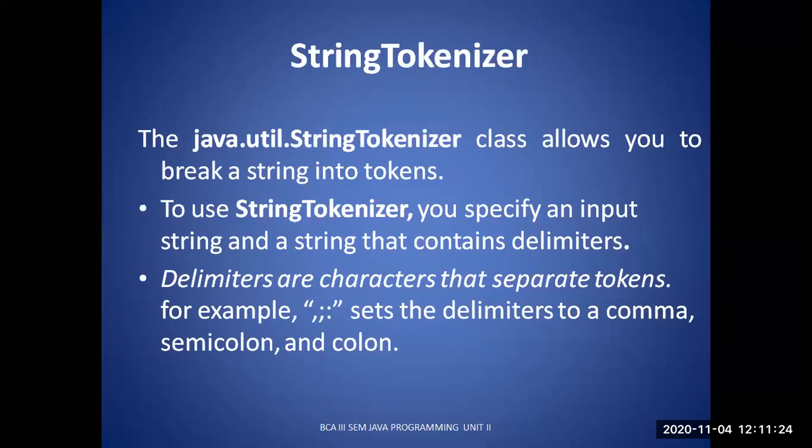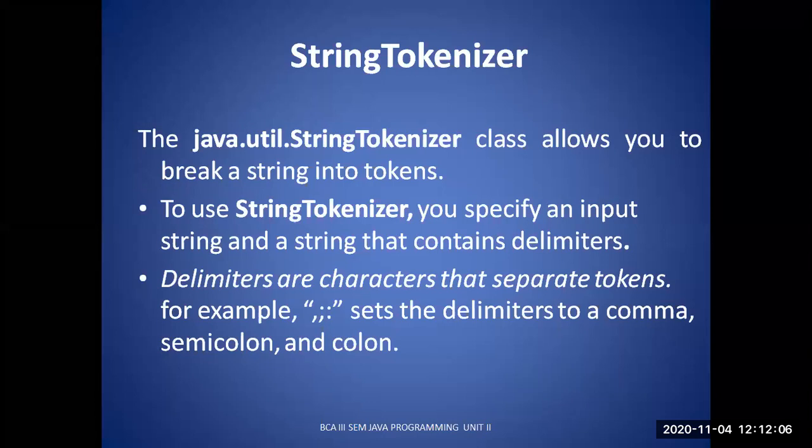So string tokenizer class is part of util package. Try to understand here. String tokenizer is part of util package, whereas string builder as well as string buffer and string are part of lang package. Okay, string tokenizer is part of util package. So string tokenizer class allows us to break a string into tokens. To use a string tokenizer, you must specify an input string that contains the delimiters also.